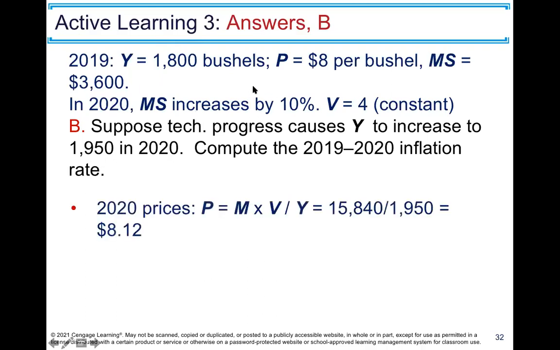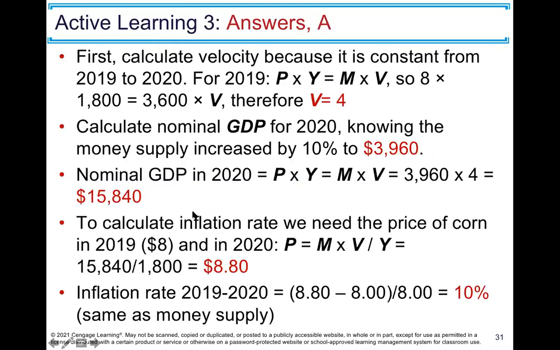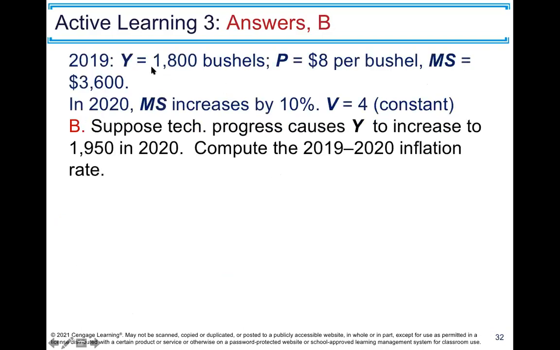Now, just by looking at the equation, if MV equals PY, we know we're increasing the left-hand side by 10%. So we know the right-hand side, which is P times Y, if we come back over here, to this PY, if we increase this by 10%, then we know this entire term, P times Y, will increase by 10%. But we now know that Y is increasing a little bit. It's going from 1800 to 1950, so it's going to absorb some of that 10%. And the rest of it is going to be absorbed by the P part.